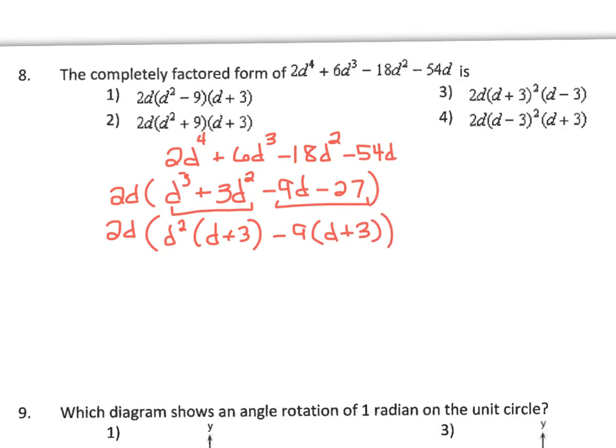And if you notice, look, the d plus 3's match. That's what we wanted to happen. That should happen when you're doing factor by grouping. Okay, so now let's bring the 2d down. And we're going to take this d squared and this negative 9 and combine them together in one parenthesis. And then we're going to take this d plus 3 and we're writing it just once.